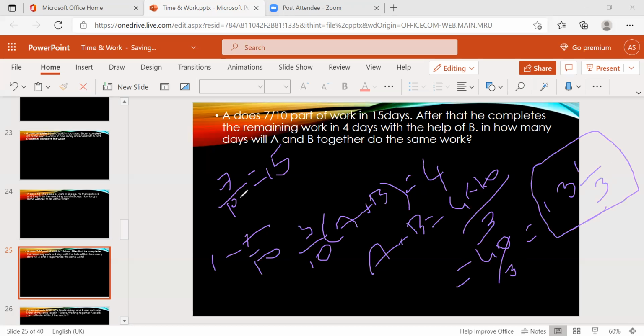So easy, no need to calculate the A individual days also. So directly you can take the remaining work. What is the remaining work? Then the remaining work A plus B done in 4 days. Then total days is nothing but 13 1 by 3 days, they will finish the work. Okay, they are not asking for individual work of B, individual work of A. So we can complete directly. You can take this one. Okay. Now check this.